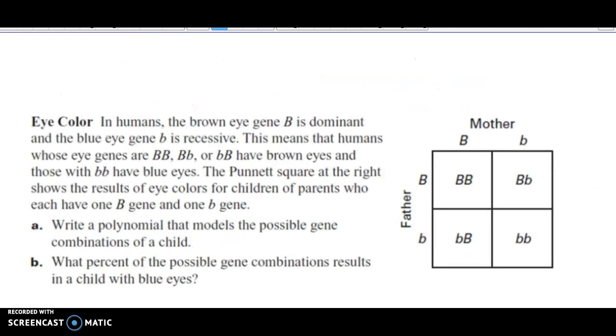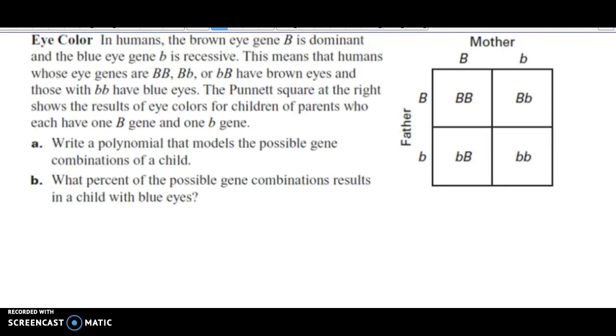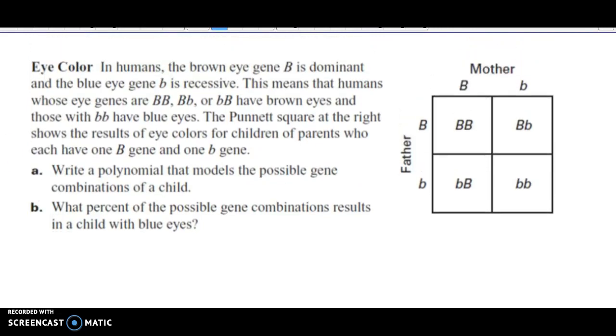And last but not least, a little science connection. So when we're looking at eye color in humans, the brown eye gene is the capital B, and it's dominant, and the blue eye gene, the lowercase b, is recessive. This means that humans whose genes are capital B capital B, or capital B little b, have brown eyes, and those with lowercase b lowercase b have blue eyes because they have both recessive genes.